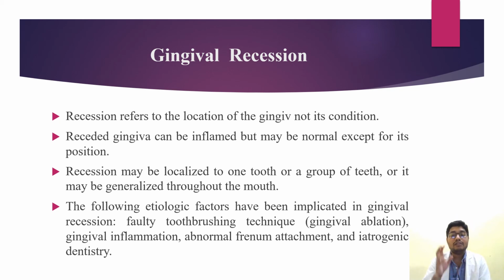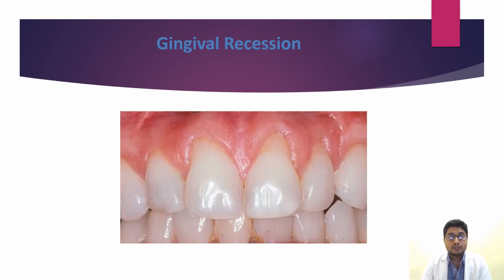The following etiological factors have been implicated in gingival recession: the tooth brushing technique. That is very important in gingival recession. In patients having gingival recession, first you have to inquire about the tooth brushing. In aging it will happen normally, but if you see more recession in a young patient, that is because of poor tooth brushing techniques. Other factors are gingival inflammation, abnormal frenum attachment and iatrogenic causes of dentistry. This is a clinical image of gingival recession.